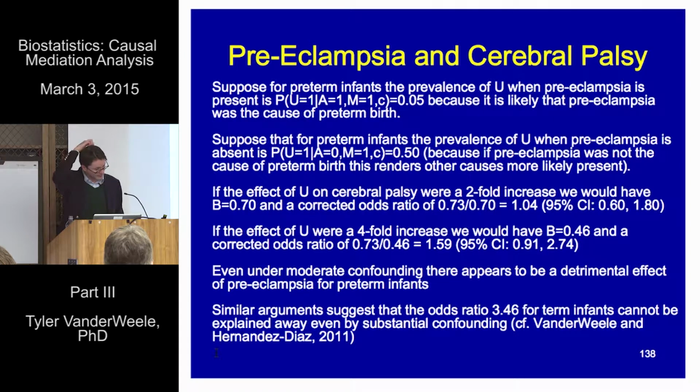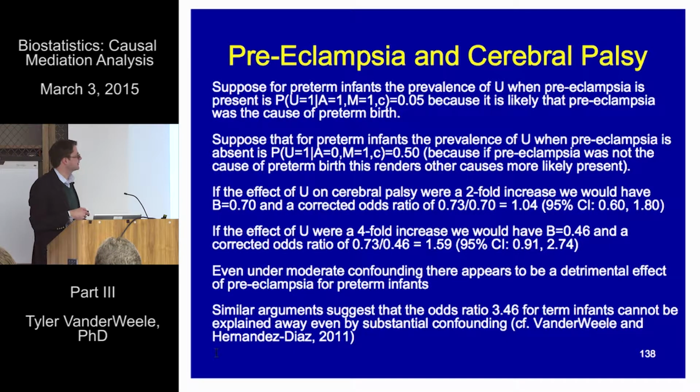Often preterm birth is even induced in cases of preeclampsia to protect the infant. So we really don't need to appeal to any other explanation for the preterm birth if preeclampsia is present. So we might specify a prevalence of U fairly small in that scenario. But if we specified the prevalence of U much higher for preterm infants when preeclampsia is absent, because if preeclampsia is not present, that's not the explanation for preterm birth. It must have been something else, so we might specify a much higher prevalence, maybe 50%.